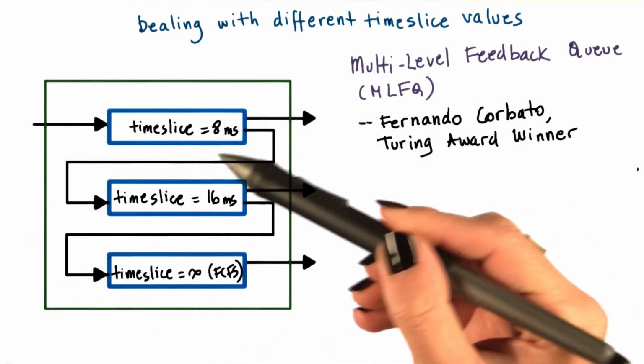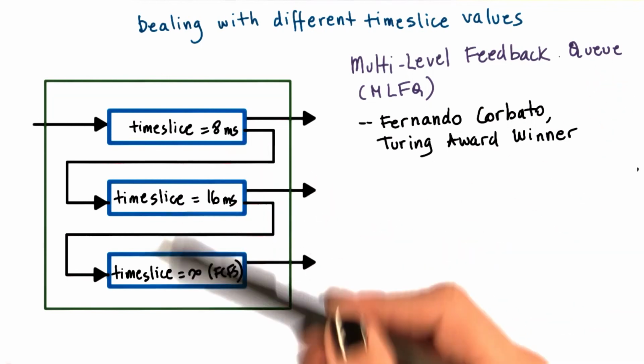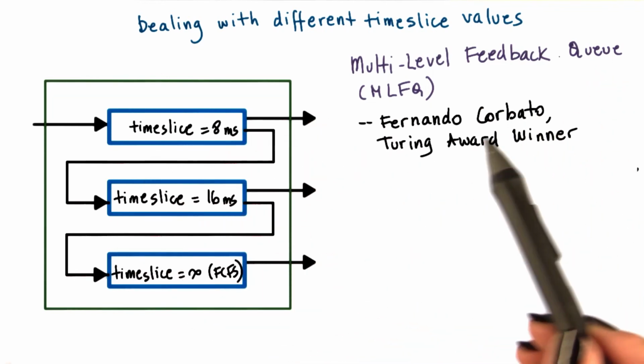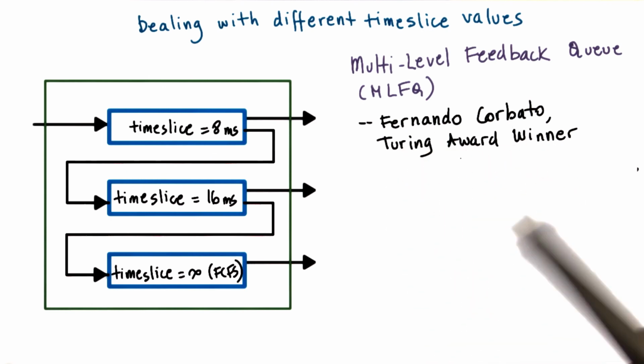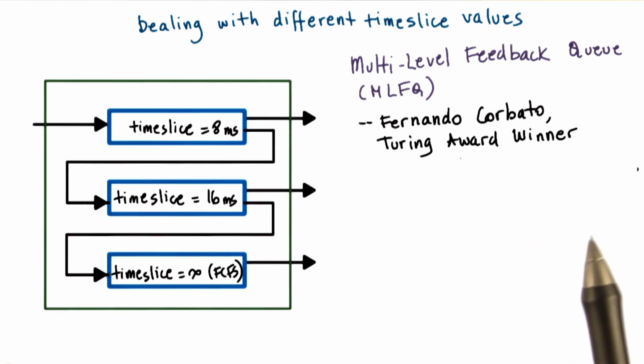This resulting data structure is called a multi-level feedback queue. And for the design of this data structure, along with other work on time-sharing systems, Fernando Corbató received the Turing Award, which is like the highest award in computer science. It's the equivalent of the Nobel Prize for computing.